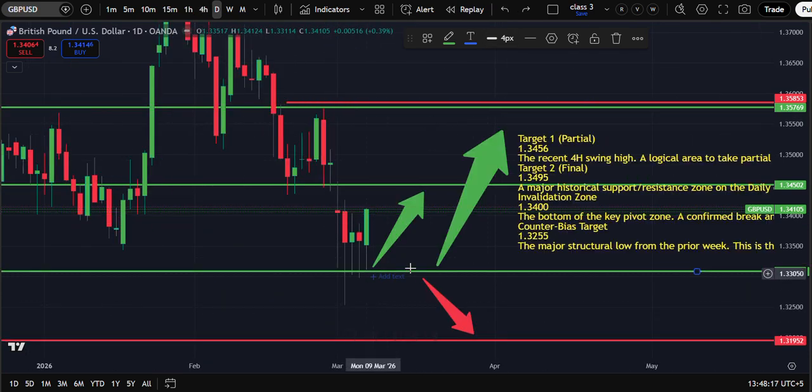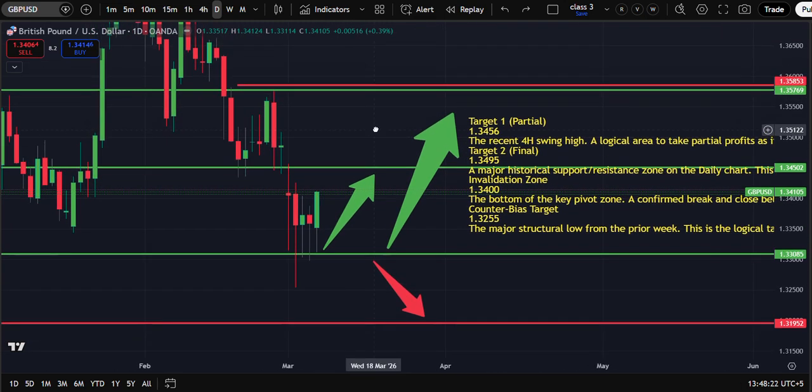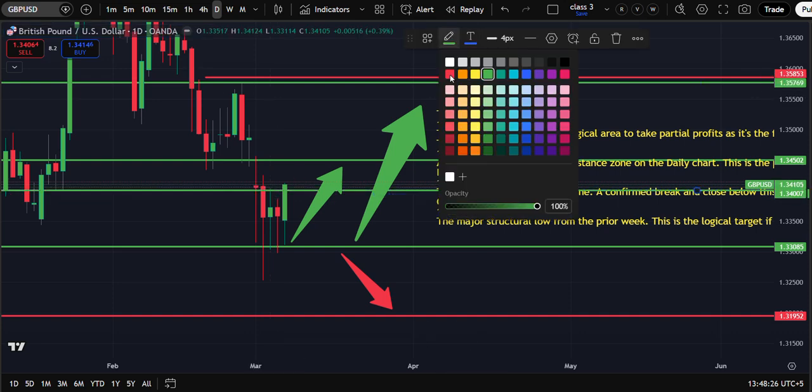Meanwhile, I'm bullish as long as we're above 1.33085. So let's see what happens. So the AI is using this area as support.